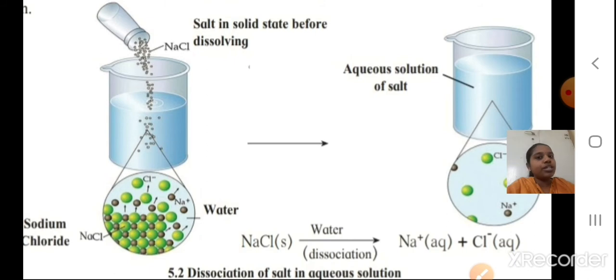Okay, I hope you understood what is dissociation. Dissociation is nothing but the breaking down, or you can say separating out, of the ions. Separating word would be more preferably used. Okay, separation of the ions means dissociation.